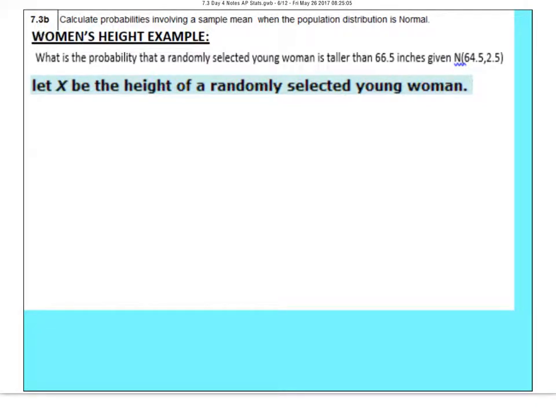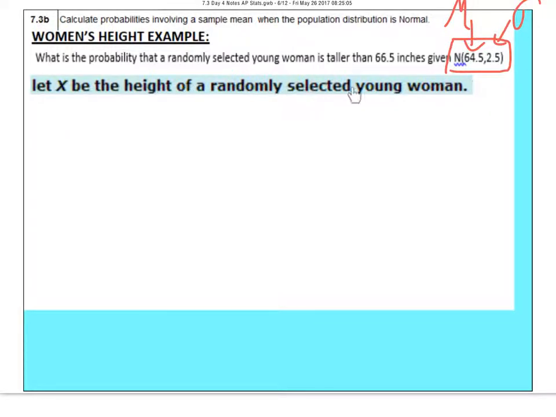In 7.3b, we're going to calculate probabilities involving a sample mean when the population is normal. So let's start here. Women's height. What is the probability that a randomly selected woman is taller than 66.5 inches given that she comes from this population? So she's coming from this population, which denotes to us it is normal with the mean and this standard deviation. So I'm going to jot this down as the mean, and this here is the standard deviation of our actual population. Well, to do the probability question, let's define the variable x.